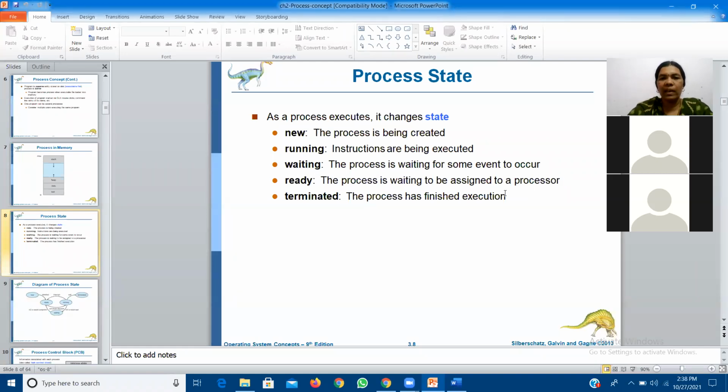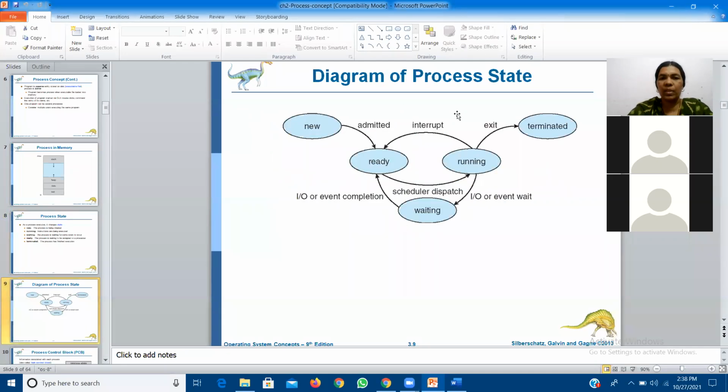So when it is ready, it has acquired all the resources except the processor, and once the processor is assigned to it, it changes state from ready to running. And terminated, that is, it has finished execution and terminates normally. The process has finished execution. Accordingly, we discussed the process state transition diagram. This is the diagram of process state, also called process state transition.